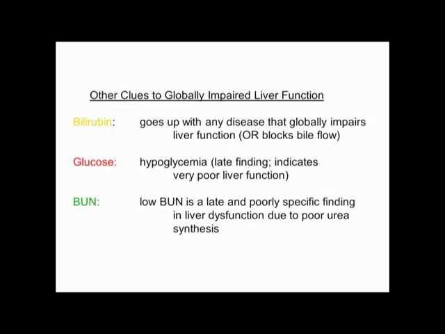Other clues to globally impaired liver function: bilirubin, but it goes up if you just have bile duct blockage, so it's not terribly specific. Glucose, with hypoglycemia, is a very late finding. Only when the liver is really almost completely gone does that go down. BUN is not great, because the kidneys can also make urea, and there's some variation. It depends on how much protein you're eating. But our end-stage cirrhotic patients who have a really bad liver often have a very low BUN.